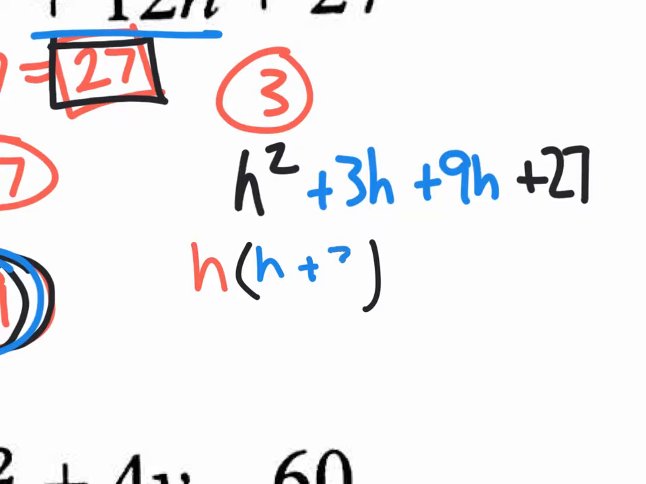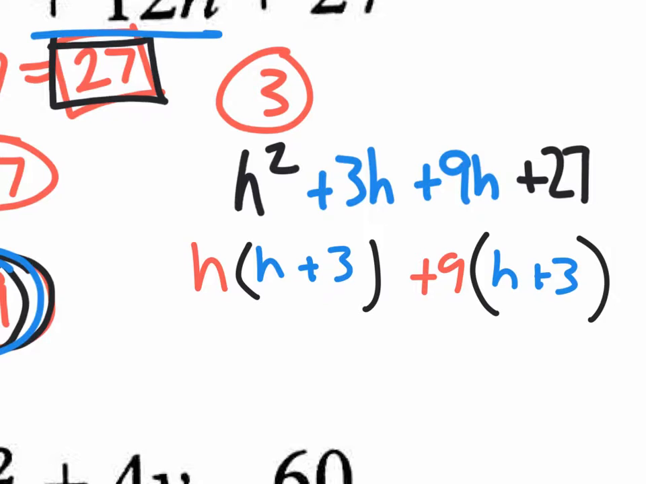H plus 3. And now let's look at the second group. What could I pull out of the second group? A 9, right? A positive 9, to be more precise. And what would be left on the inside of the parentheses in the second group? H plus 3 also. You guys see how we're factoring by grouping?